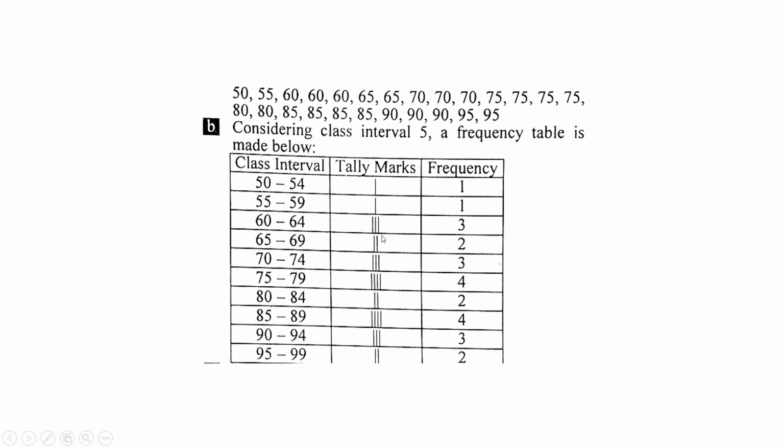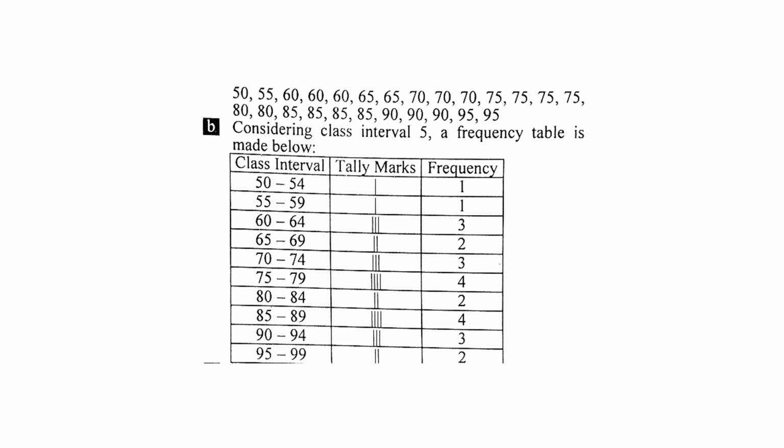And after counting the tally marks, we write the frequency. There is 1 tally mark, so I write 1. There are 4 tally marks, so the frequency is 4. In a similar way, there are 3 tally marks, so the frequency is 3. Lastly, there are 2 tally marks, that is 2 numbers, so the frequency is 2. So in this way, you can make a frequency table.